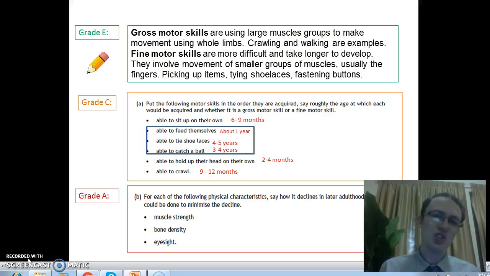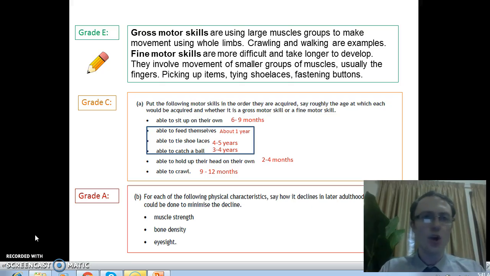Muscle strength, you become less strong. Bone density declines, your eyesight gets worse as you get older. But what can we do to reduce this effect over time? Okay, well, think of someone like Arnold Schwarzenegger, okay? Probably in retirement age right now, but a lot stronger than me. So what's he doing that I'm not doing? Well, he's probably going to the gym, he's probably eating a high protein diet, okay? So your lifestyle will affect the decline in these things.